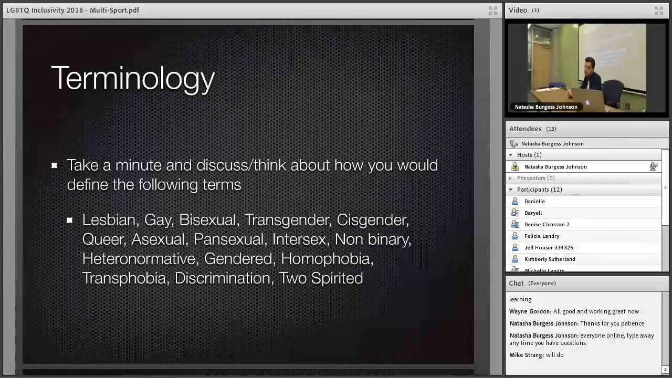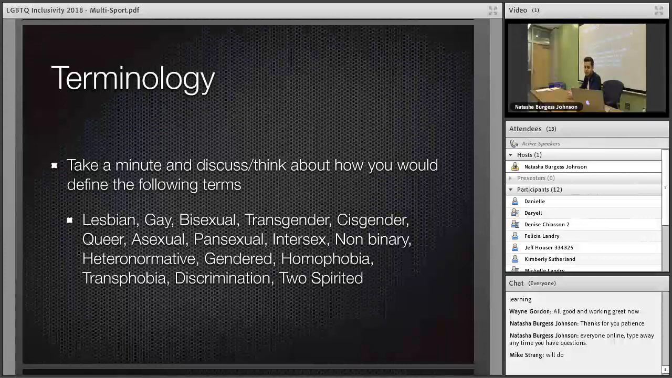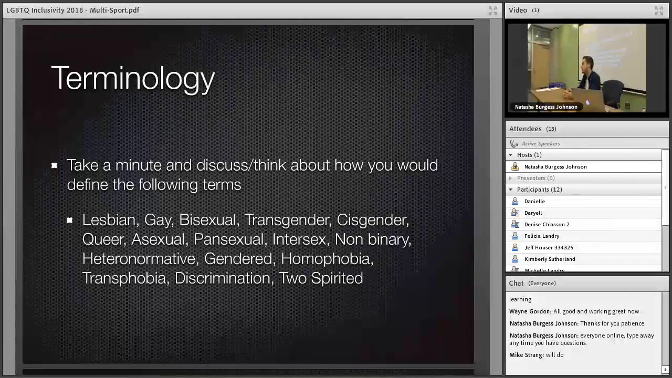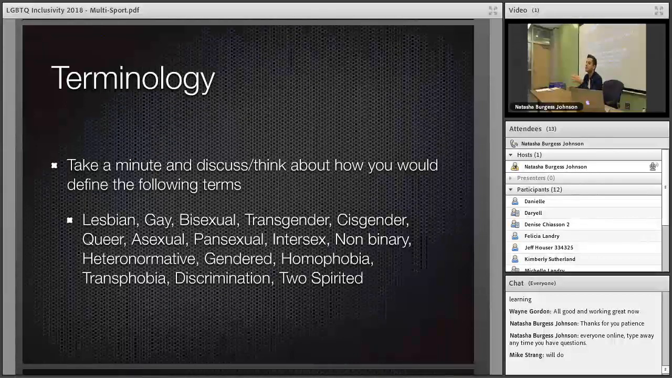Homophobia, transphobia, the fear or discrimination against people in those communities. Discrimination is prejudice. That's probably a term that's pretty key to everybody. And two-spirited is the Native American sort of belief that somebody could have sort of literally two spirits or two different beings inside of them. It's a form of not being heterosexual, but it's pretty specific to the Native American indigenous community.